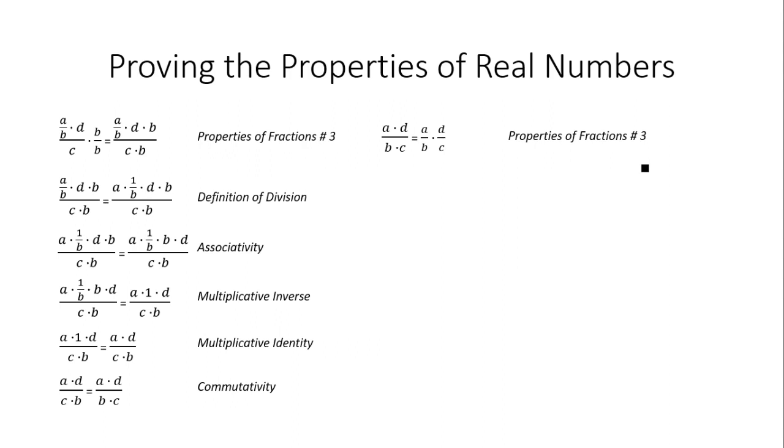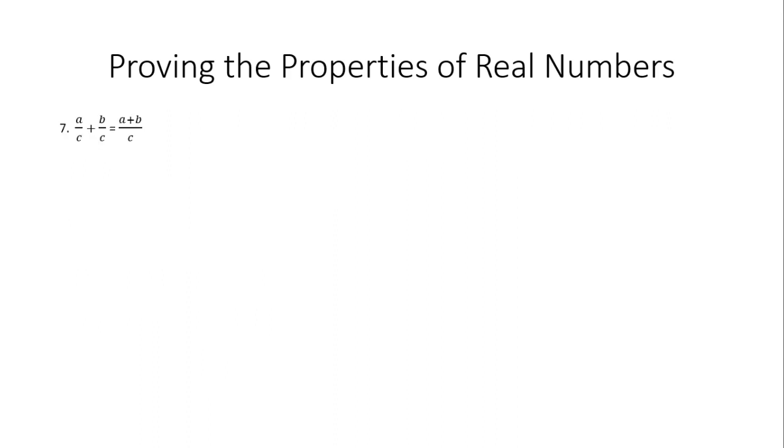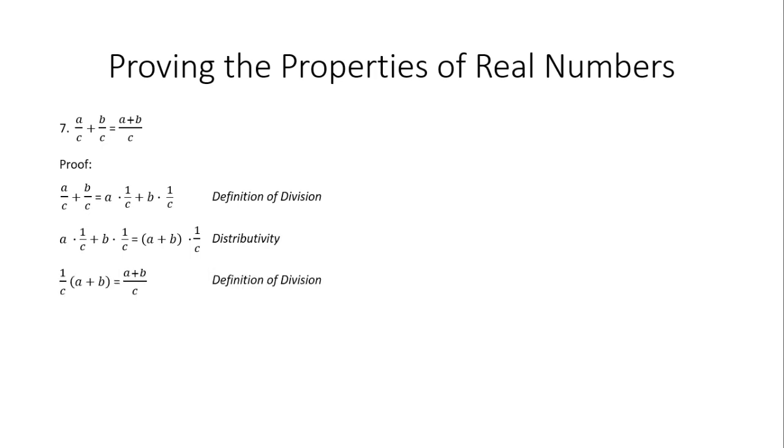Next, we have the properties of fractions number 7, which involves the sum of two fractions of the same denominator. To prove, we start with breaking down the two fractions by definition of division. Through distributivity, we regroup the expression into two multipliers, a plus b and 1 over c. By definition of division again, we transform these two into one fraction, thus proving the property.